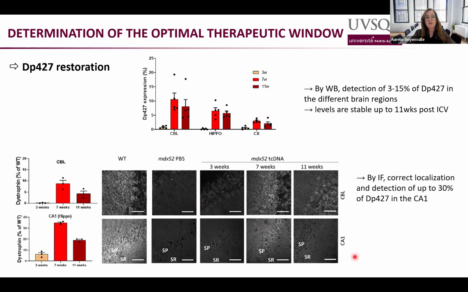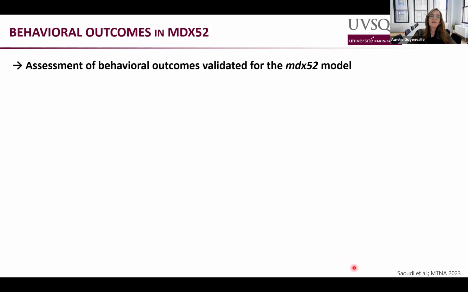Dystrophin is normally expressed here as a punctate staining in the inhibitory synapses of the pyramidal neurons. And you can see that in the treated animals, we could definitely detect that punctate staining. Locally, in the hippocampus, we went up to about 30% of restoration. And that validated, again, the therapeutic window for behavioral assessment between 7 and 11 weeks. So we could then inject larger groups of animals to start the behavioral analysis.